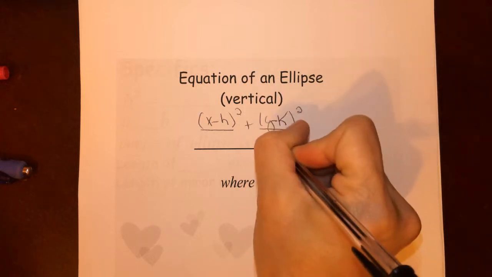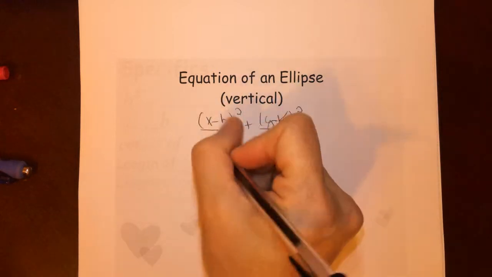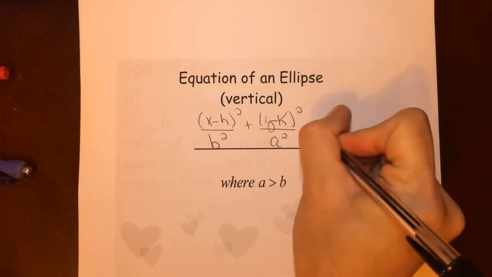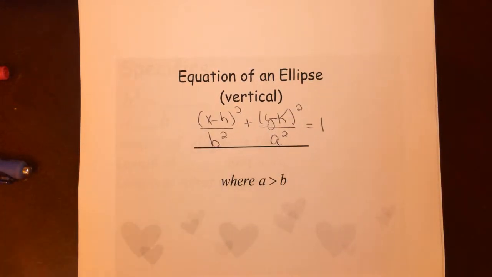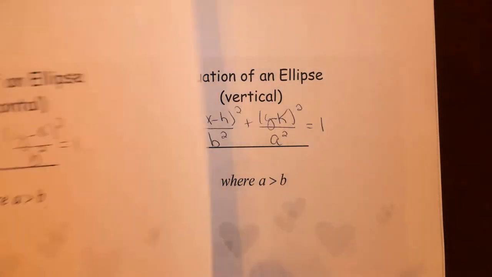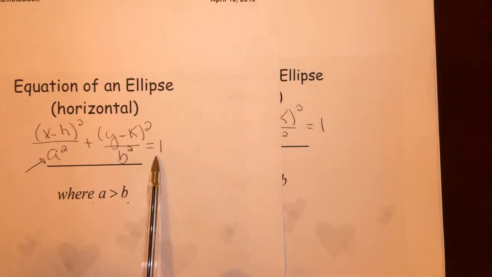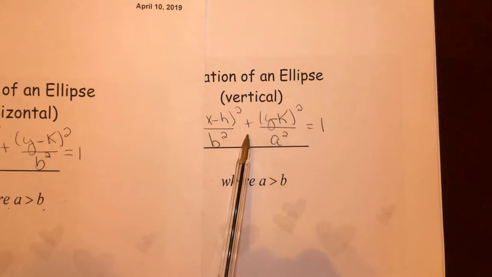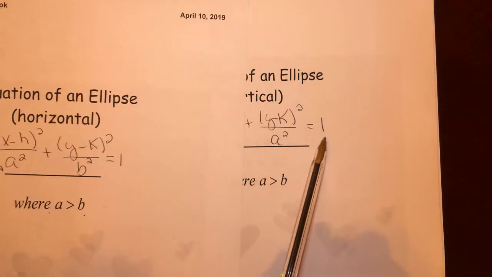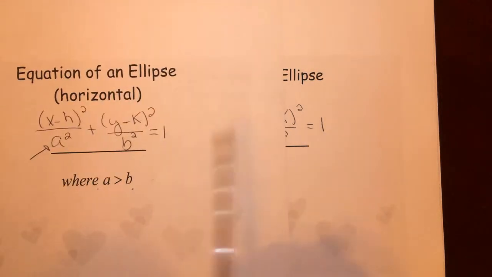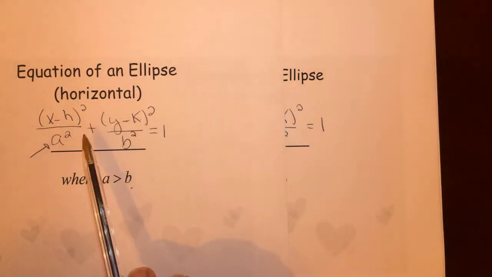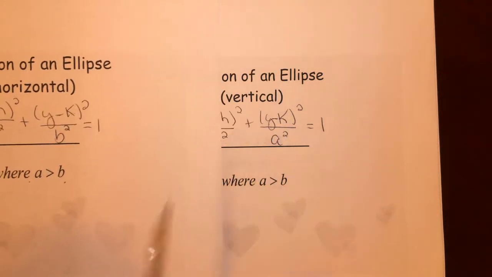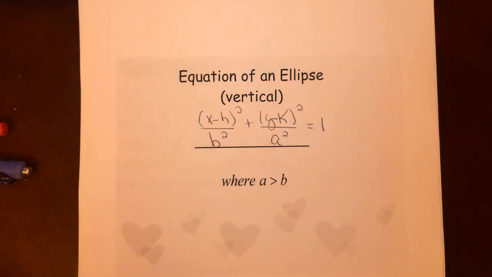So since this one is vertical, this time the bigger number, the A, will be under the Y, and the smaller number will be under the X. If you'll also notice for both of these, the horizontal and the vertical, they both are going to have a plus sign in the middle for an ellipse, and they're both going to equal 1. Anytime it doesn't equal 1, we're going to make the equation equal 1. And if it's not a plus sign and it happens to be a minus sign, then it's not going to be an ellipse. It's most likely going to be a hyperbola.